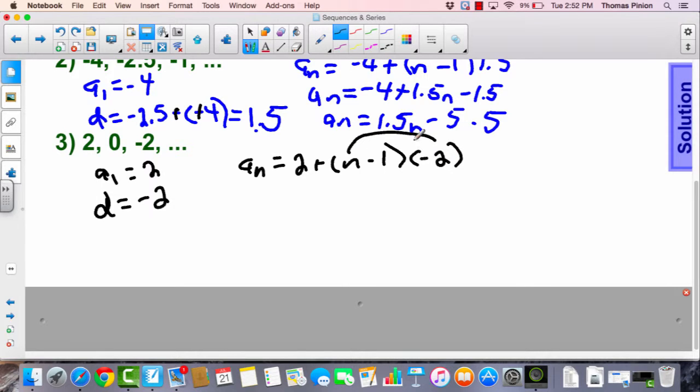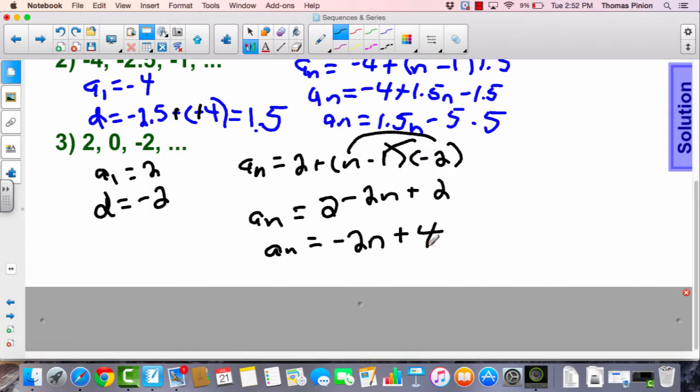Now distribute your negative 2, you get negative 2n plus 2. Bring everything else down. So your 2, you don't have to put the plus since that was negative 2n when you multiply negative 2 and n, equals A sub n. Now A sub n equals, bring down your variable term first, negative 2n, and 2 plus 2 is positive 4. There we go.